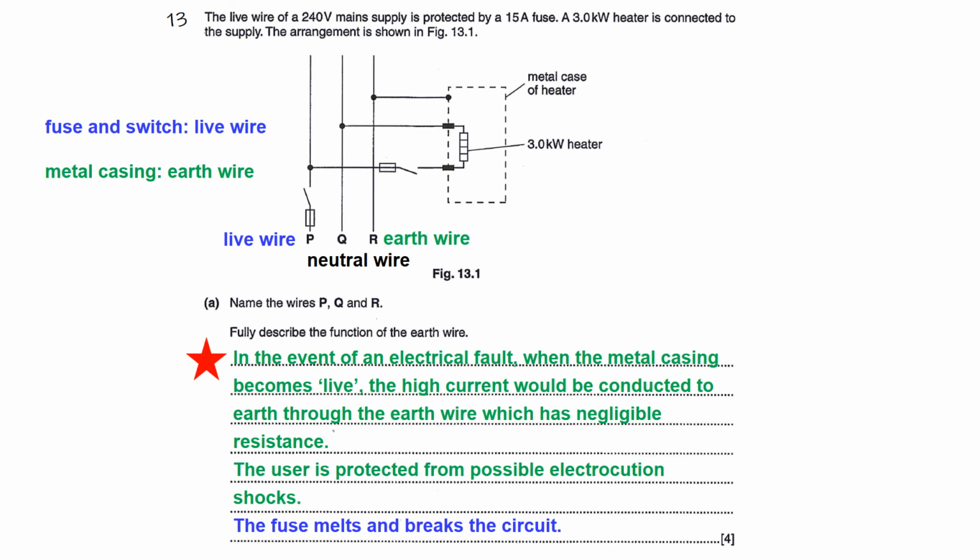Please take note, even when the earth wire is activated to conduct the current to earth, the fuse will still melt due to the high current in the circuit, and the fuse will break the circuit when it melts. This is a must know.